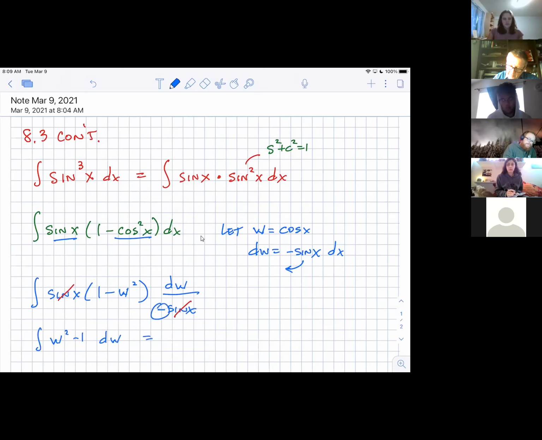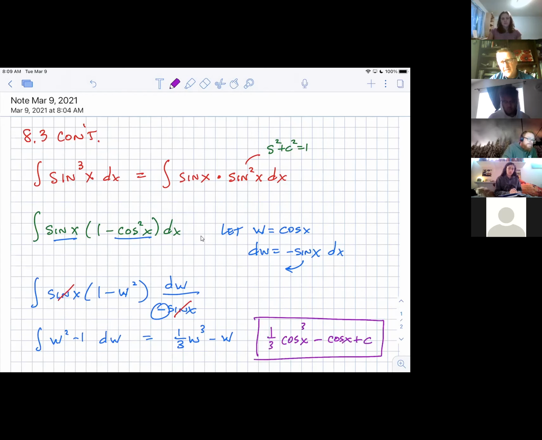So the integral of w squared is, of course, w cubed over 3, or 1/3 w cubed. And the integral of 1 is w. Done, except I just have to throw cosine back in. So it'd be 1/3 cosine of x cubed minus cosine of x. And let's go ahead and throw this plus c in there this time for good measure. So again, isn't that kind of creative? I don't know if I would have thought of that.